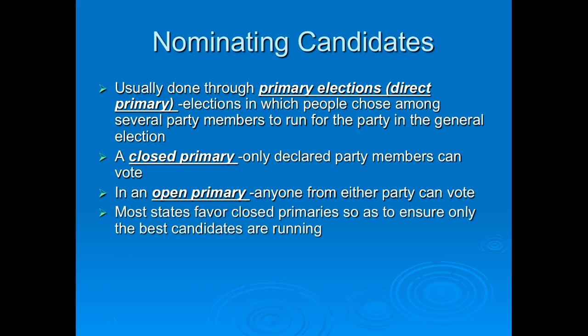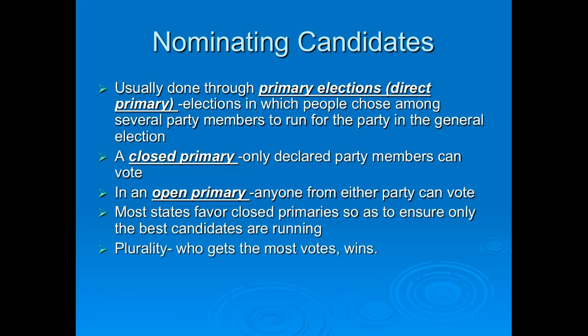Most states favor closed primaries, though, because they want to make sure that only the best candidates are running. They want to make sure that party members are choosing their nominees. So in an open primary, theoretically, if you're a Republican, you could choose to vote in the Democratic primary to try to elect the weakest Democratic candidate to run against your person, and vice versa. You can actually cross over and vote in the other party's primary. So that's an interesting thing that can happen. In a closed primary, you can't do that. Only party members can vote on who their nominees will be for various offices.